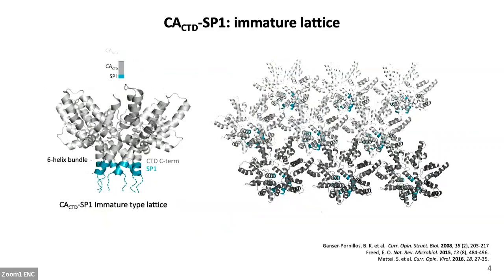CA-CTD-SP1 forms an immature type of lattice. With the CA-SP1 switch region, it forms a 6 helix bundle. And the CTD forms a cup, so it's like a goblet-like shape. CA-CTD-SP1 assembles in vitro into flat sheets with subunits organized into a hexagonal lattice.